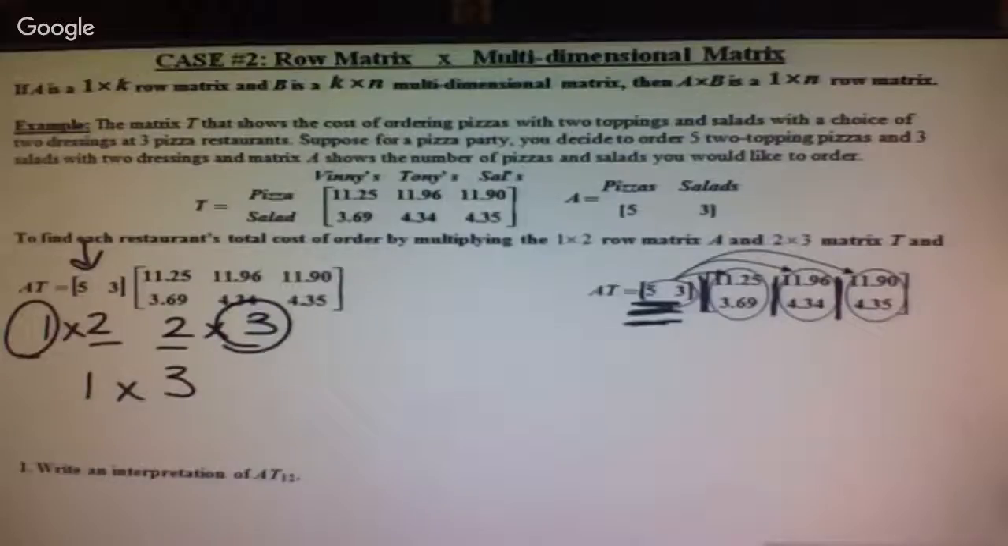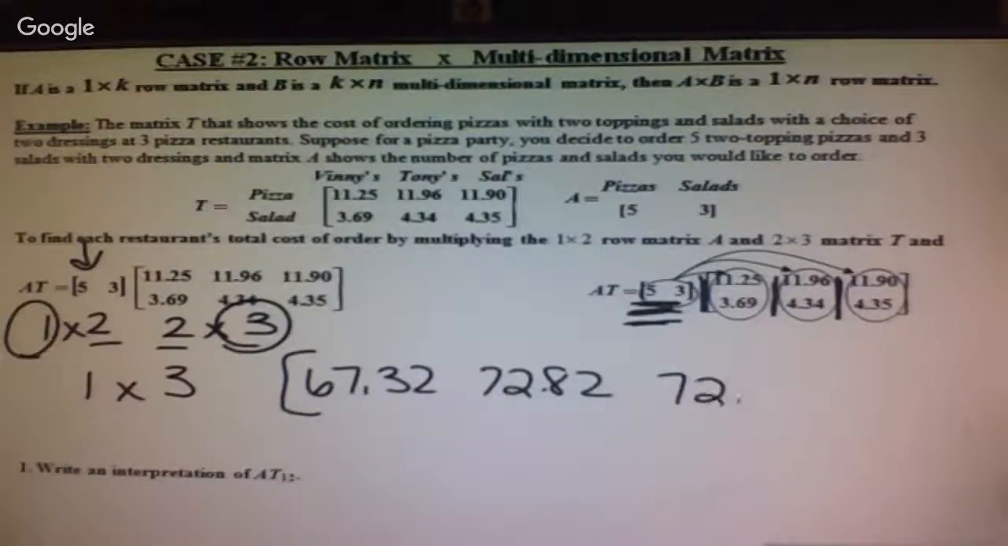Okay, so if you would actually multiply these through, my answer key, you get this for an answer. $67.32, $72.82, $72.55.